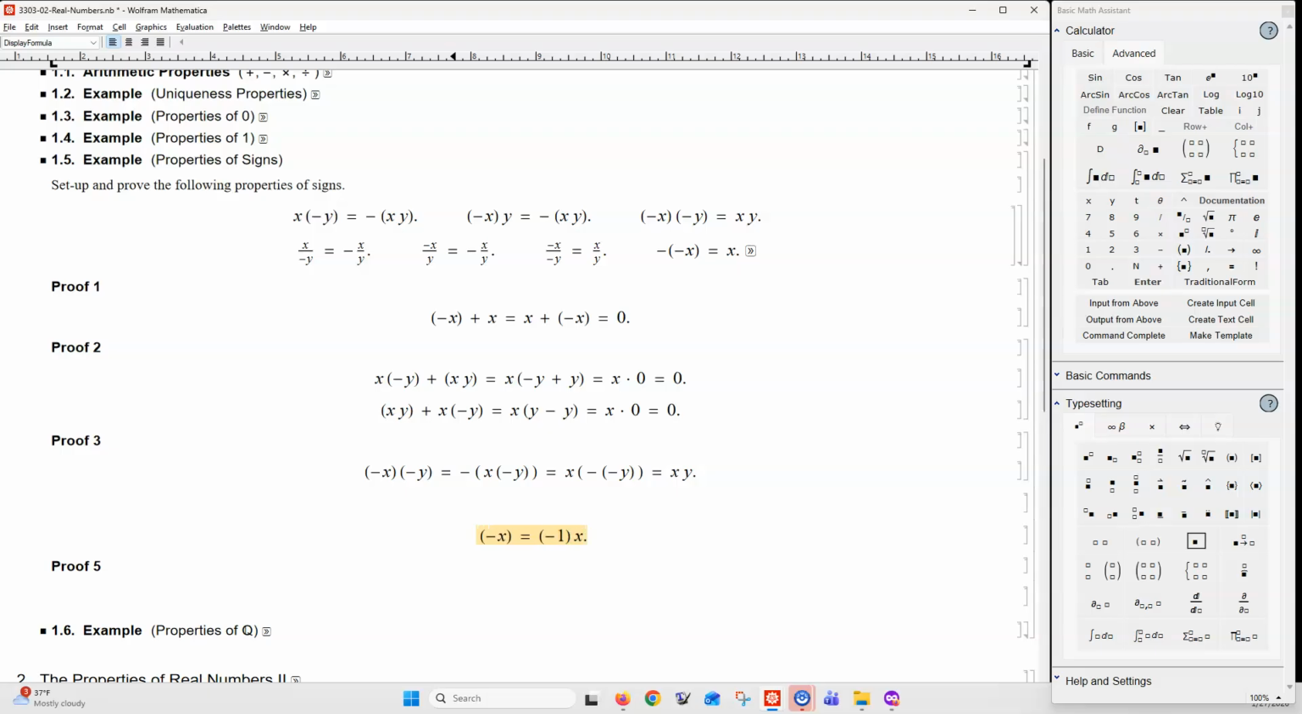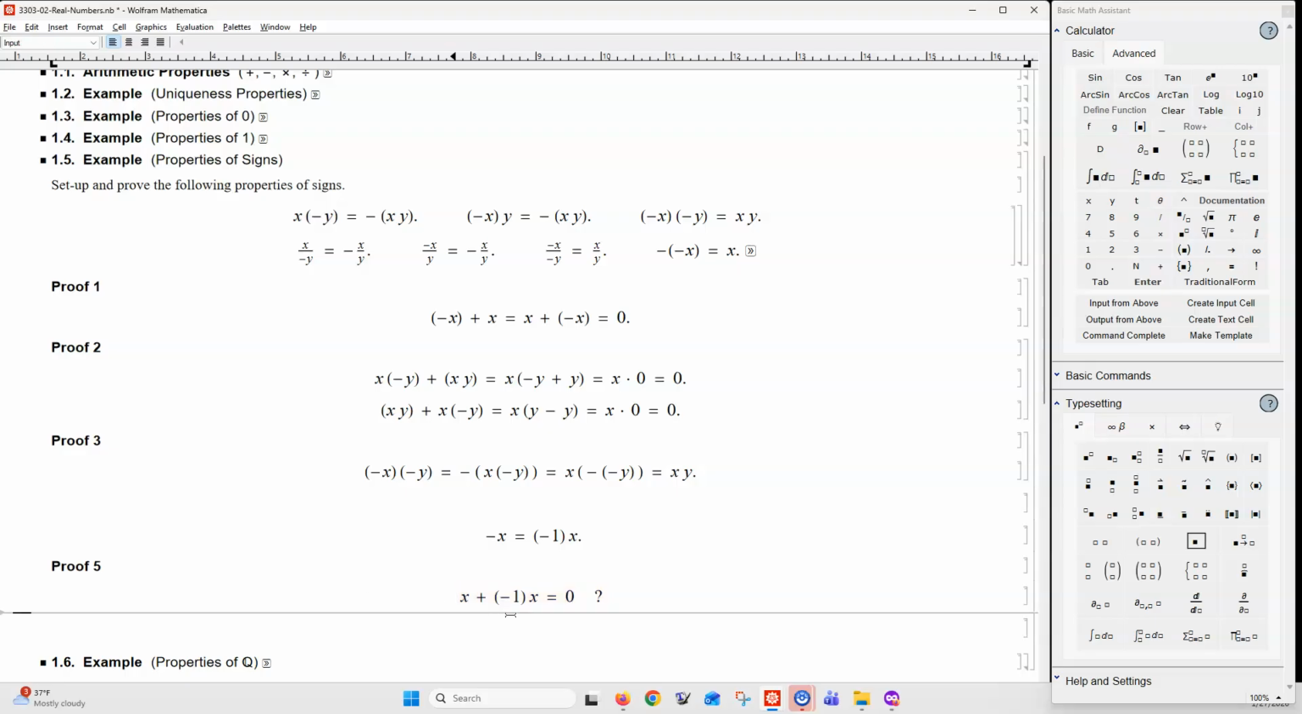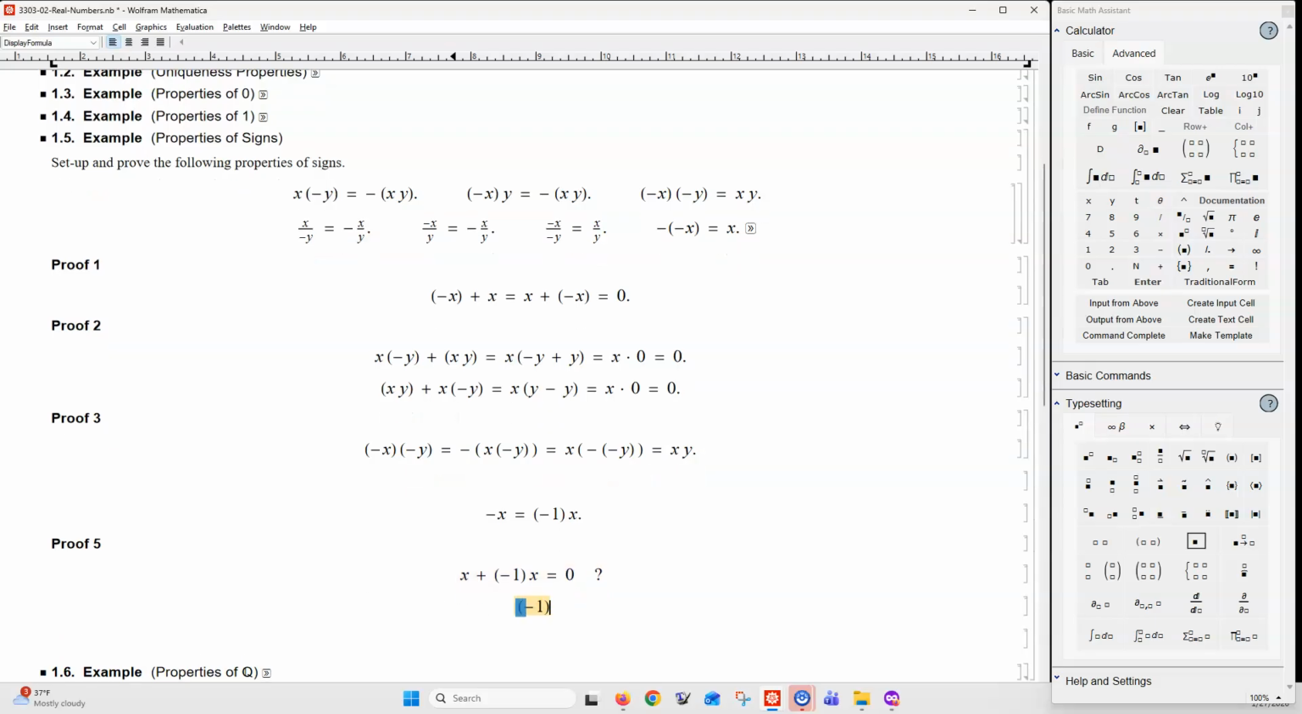Okay, how about this? Negative x is negative 1 times x. So what do you have to prove? Negative 1 times x is the additive inverse of x. So if I add them up, I have to get 0. So x plus negative 1 times x has to be 0. Is that true? And also the other order.